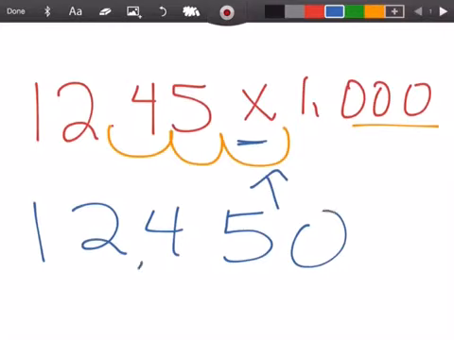I have 12,450. So if you ever come to a number where you're multiplying and you're swooping the amount of times you need to, and there's not a digit in that last place, that's where you're going to put a 0. I'll show you one more just like it.